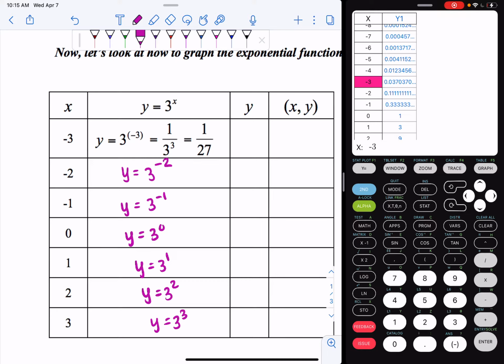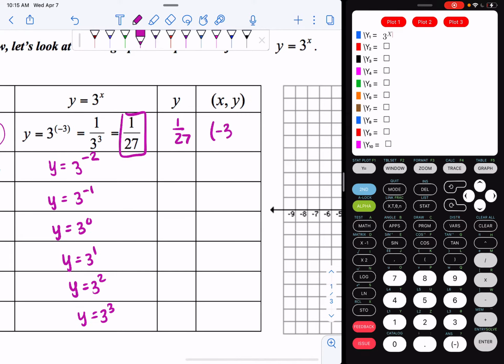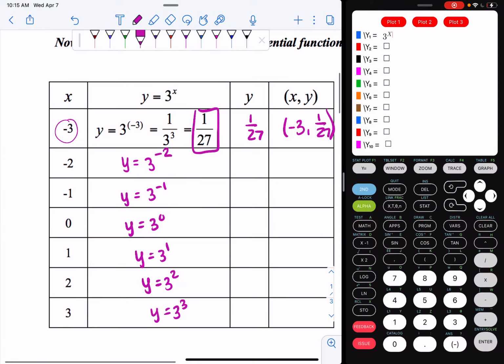So if you look, when I type in negative 3, I get this on my screen right here. I get 0.037 and so on. That actually ends up converting to 1 over 27. So my y value is 1 over 27. So when I plot this, I'd be plotting negative 3, 1 over 27, because it goes x comma y.